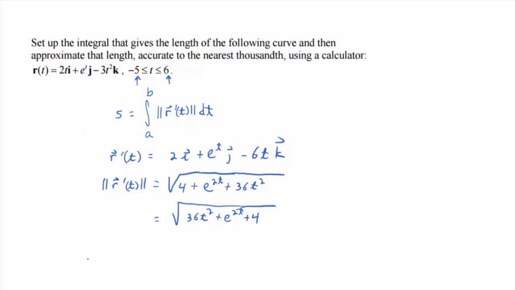And then just set up the integral. What does s equal? Okay, what does the integral go from? Negative 5 to 6. And then you're integrating this square root, aren't you? That's the magnitude of r prime of t. So the square root of 36t squared plus e to the 2t plus 4, which looks like a nightmare from Calc 2, right? But wait, there's more. You get to use a calculator on this.